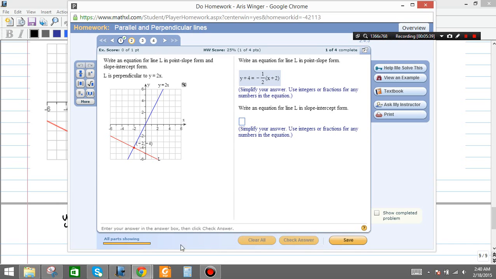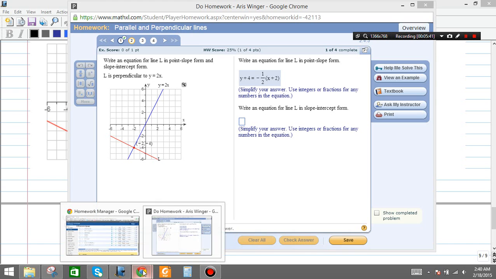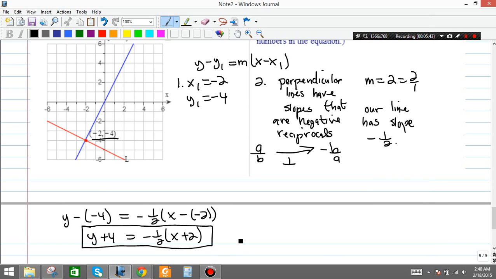We're going to solve for y now to get into slope-intercept form. You know, this has us dealing with fractions, but we're okay with that. Y plus 4 equals, distribute the minus 1/2. It's minus 1/2 x. Half of 2 is 1, and it's negative 1.